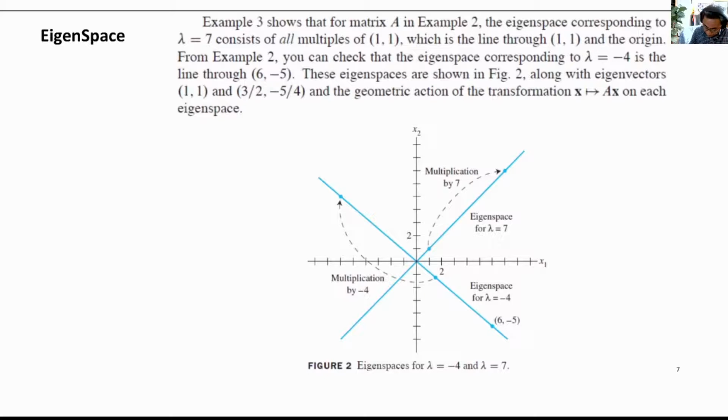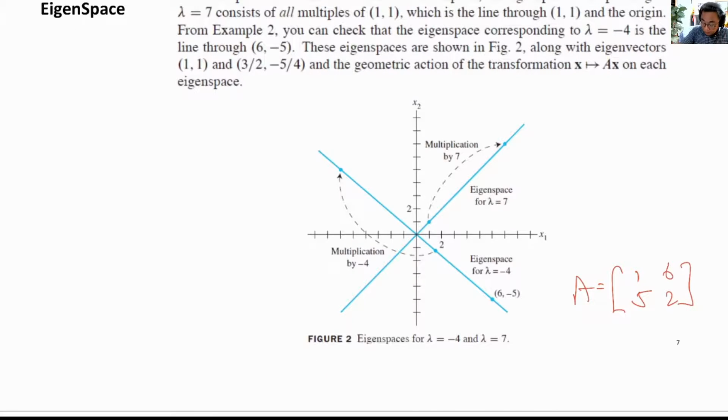Now, when we draw it, this diagram shows the eigenspace for the matrix A equals [1, 5; 6, 2] as in example 2, and we found lambda equals 7 is an eigenvalue, lambda equals -4 is the other eigenvalue, and we found two lines, each line corresponding to the eigenvector, and these two blue lines are called the eigenspace of A.